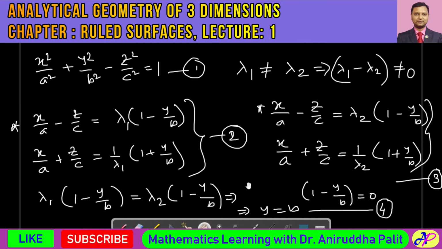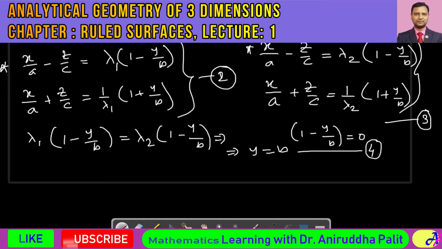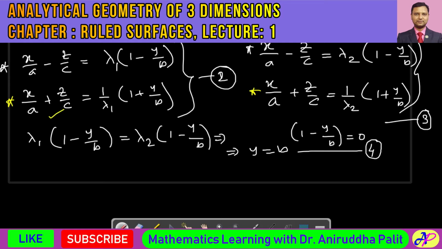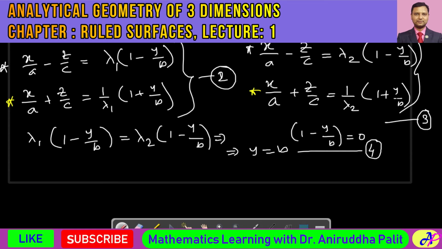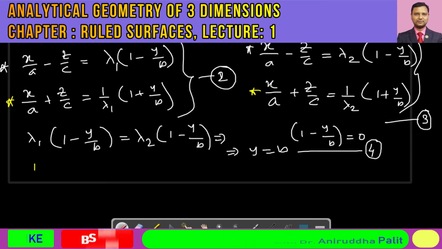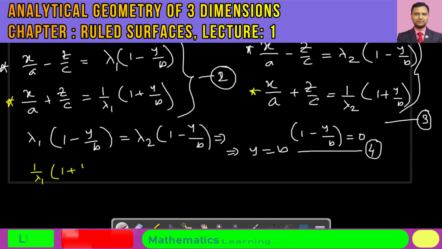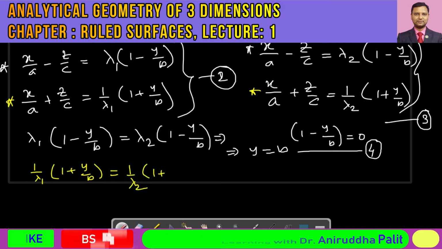Now let us consider the second set of equations, this equation and this equation. In this second set of equations, the left hand side is x by a plus z by c, and the right hand side is also x by a plus z by c. So we can compare these two right hand sides. Then comparing them, what do we get? We get the result that 1 by lambda 1 into 1 plus y by b is equal to 1 by lambda 2 into 1 plus y by b.